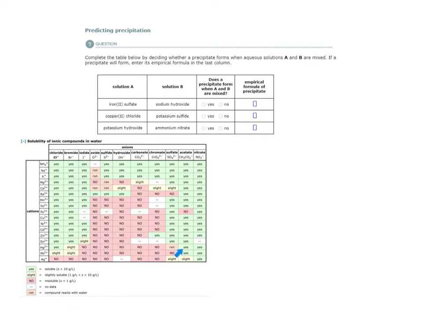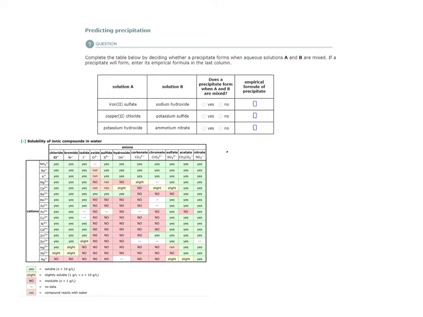So here's the table here. And they want us to see if a precipitate is going to form when I mix each of these two solutions. And if it does, to provide the empirical formula of the precipitate. So let's do the first one. We have iron 2 sulfate. We should be able to provide the chemical formula of that substance.